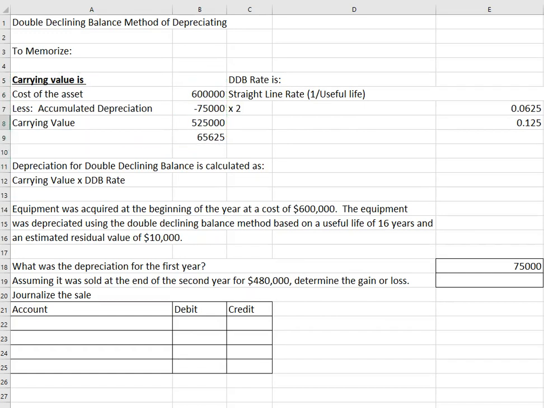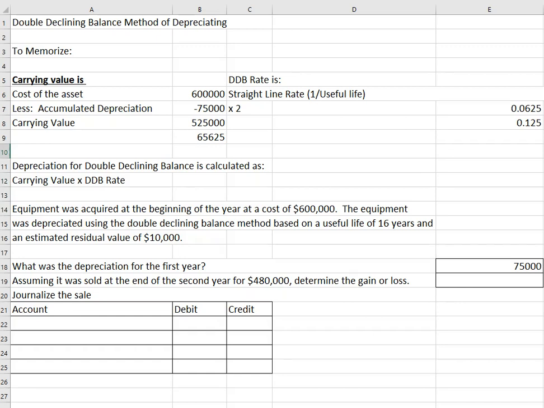Let's do it like this. The cost of the asset was $600,000. Now our accumulated depreciation is year 1, which was $75,000, and year 2, which is $65,625. So our carrying value right now is $459,375. That's our carrying value.